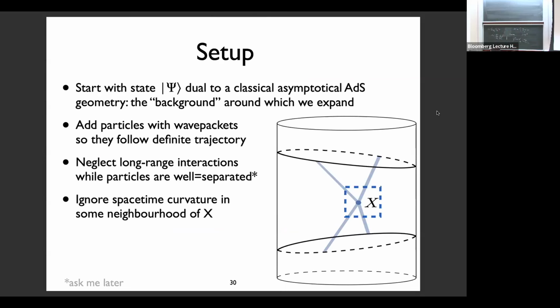We're also going to neglect long-range forces, which is not quite correct, but let's do that. And we're going to treat the region in which they actually overlap with each other as flat. So they all focus and interact in a region that's smaller than AdS. So it's basically some flat space amplitude near X that captures the process.